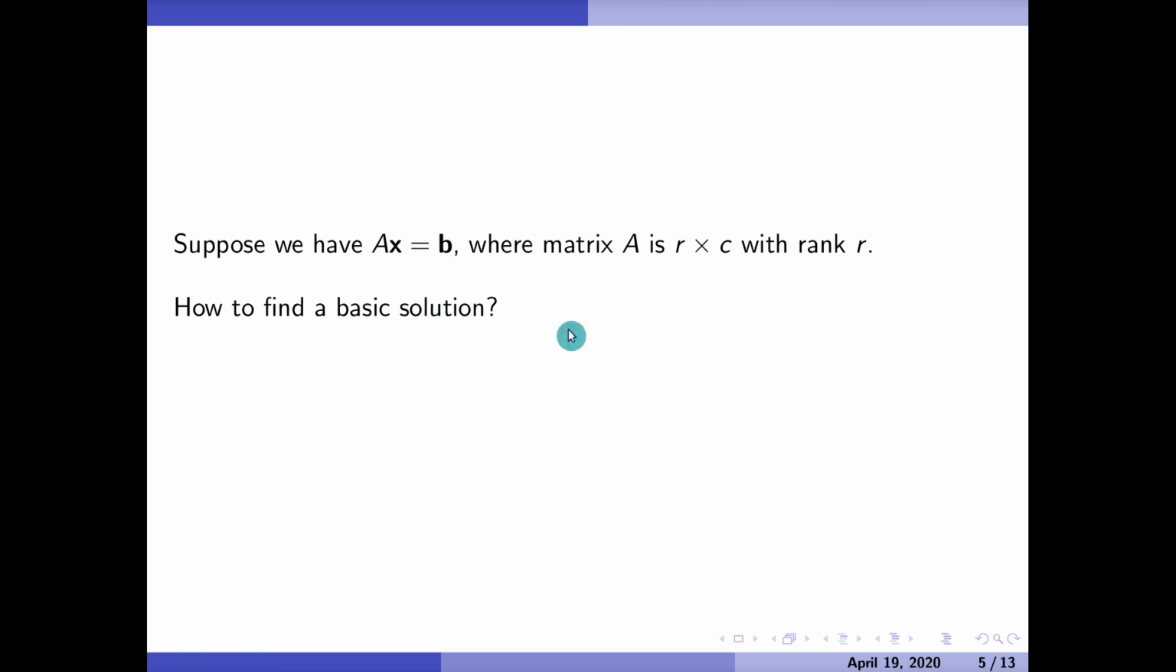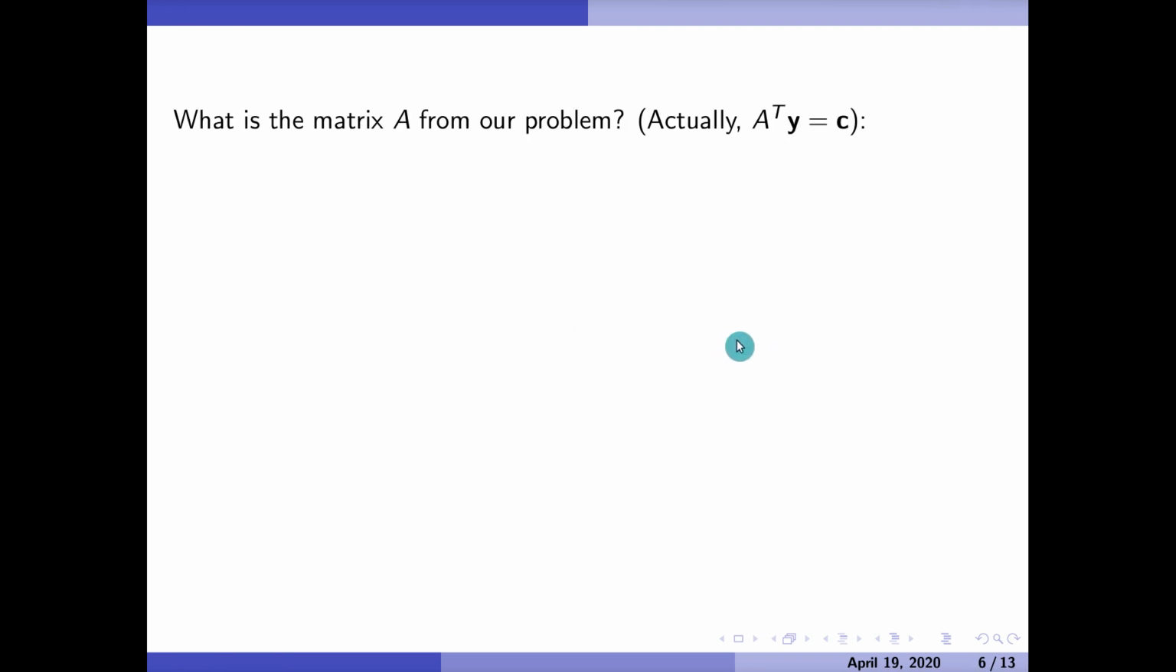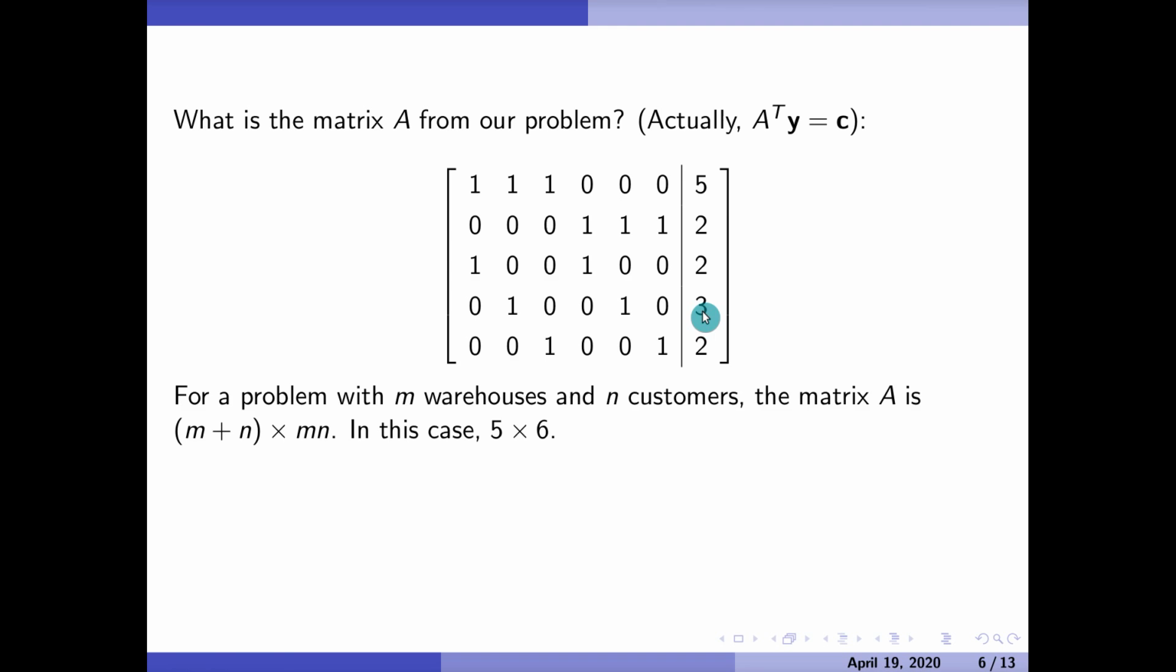So what is the basic solution? It's where you set C minus R variables equal to 0 and solve for the other R variables. Okay. Now, what this depended on was that this matrix A was actually full rank, and we're actually going to run into a problem with that. So what is the matrix A from our transportation tableau?